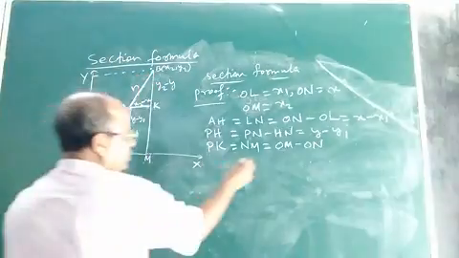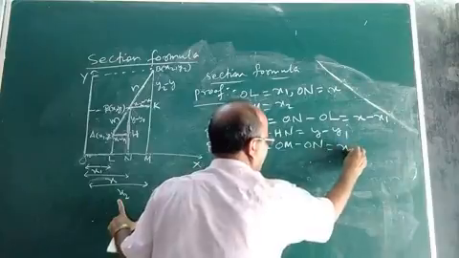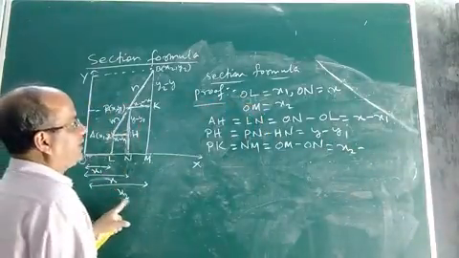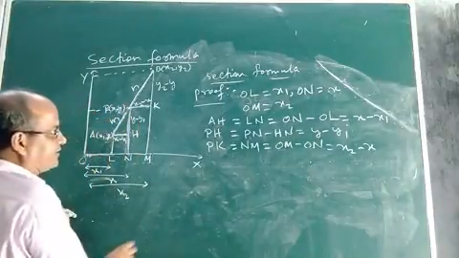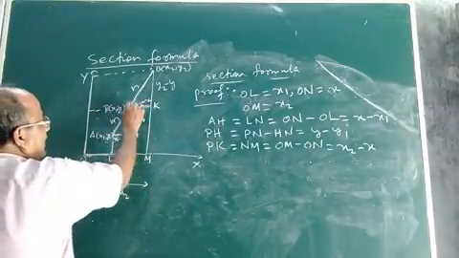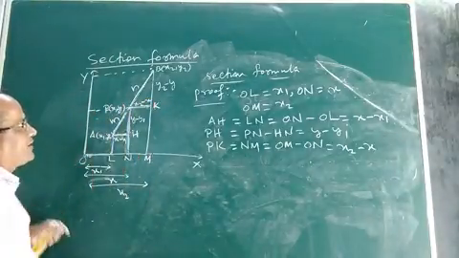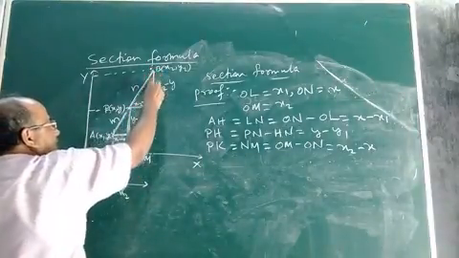Now, what is the length of Om? It is X2. And what is the length of On? On is already found. It is X. That means the length of the line segment PK will be X2 minus X. Okay.